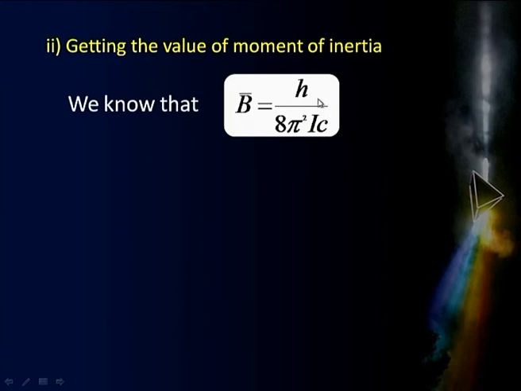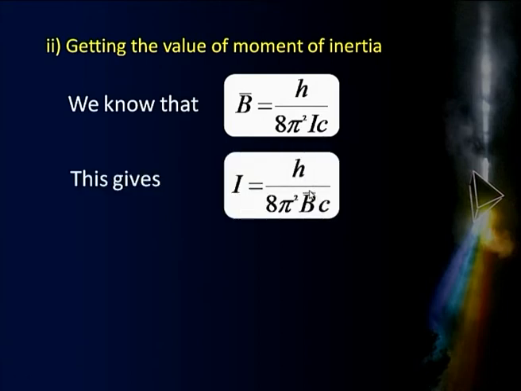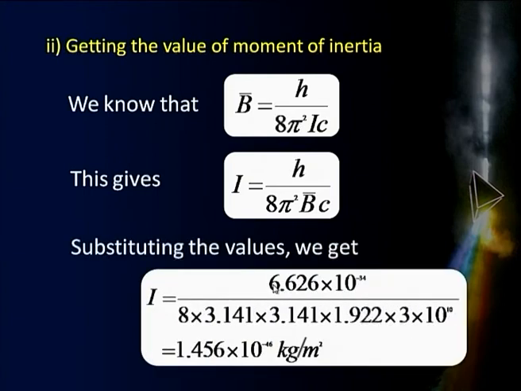That is the way we defined it: B bar is equal to h by 8 pi squared I c. So, what we do is we just rearrange the expression to get an expression for I, that is, the moment of inertia, in terms of h and so on. We simply substitute the values of h, pi, B bar that we got in the first step, and the velocity of light c. What do I get? I get this value to be 1.456 times 10 to the minus 46 kg per meter square. So, that is the expression I get for my moment of inertia. That is my step 2.